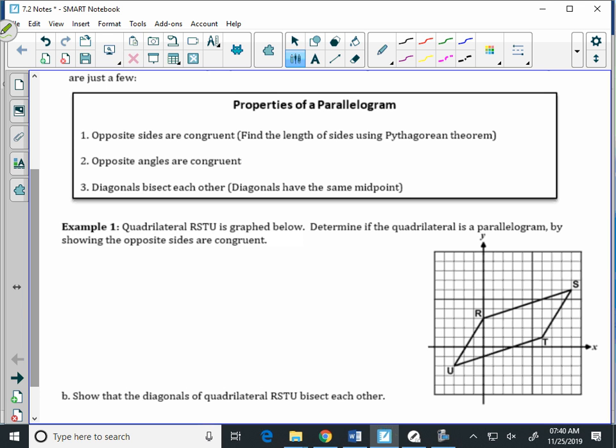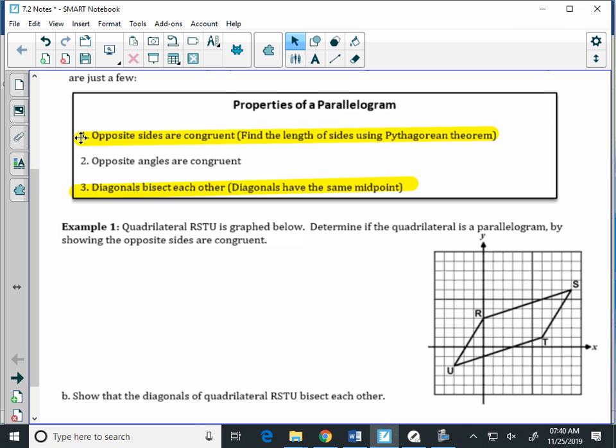So when we deal with the coordinate plane, the two we are going to look at here are opposite sides are congruent and diagonals bisect each other. Those are the two we are going to primarily look at today. You can also use what we talked about on Friday, the opposite sides are parallel.